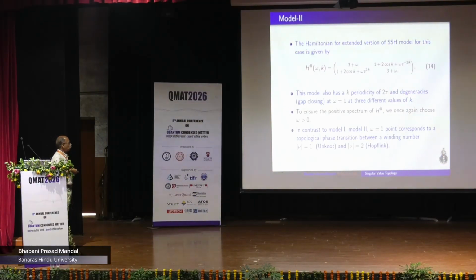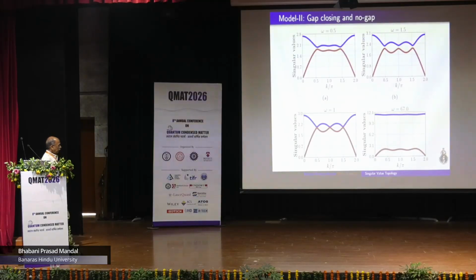This is our model 2, and here we found that for different choices, the transition is from unknot to Hopf link. This model also has a gap closing at omega equal to 1 for three different values of k. We will also come back to another point, because in this model A has an exceptional point around 66. We found that around 66 there is no gap closing, which means there is no topological transition in the Hermitian system.